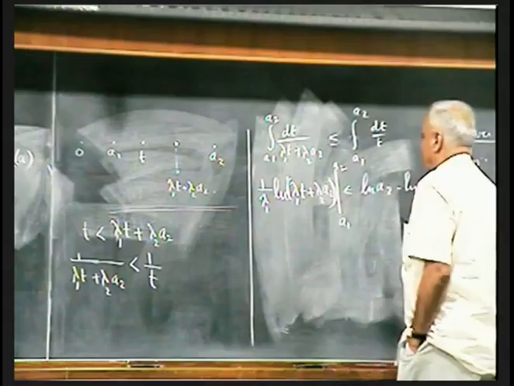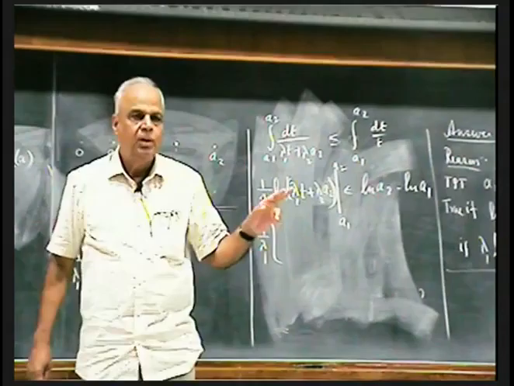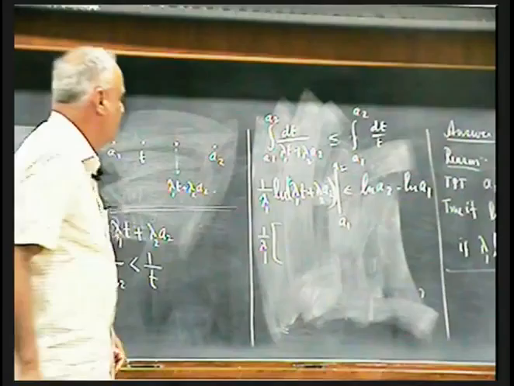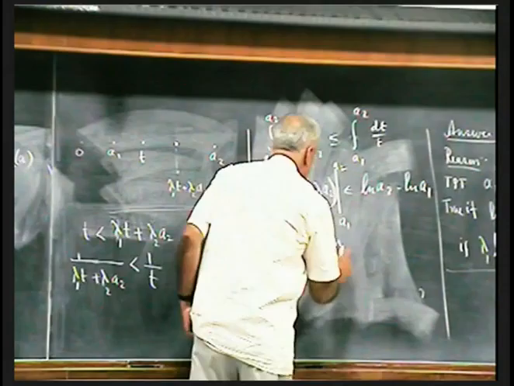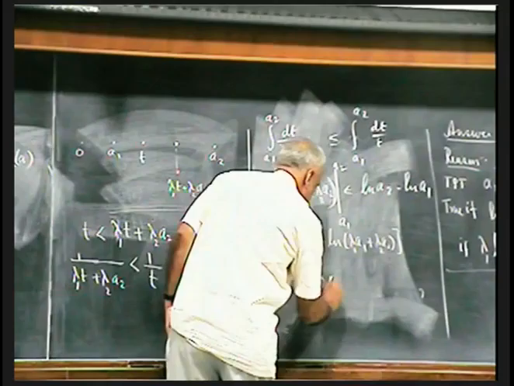Now, if we substitute all this, it is 1 over lambda 1 log of lambda 1 a2 plus lambda 2 a2. So, a2 into lambda 1 plus lambda 2. Lambda 1 plus lambda 2 is 1. So, it is just log a2 minus log of lambda 1 a1 plus lambda 2 a2 is less than log a2 minus log a1. And push everything to this side, you get what you want.